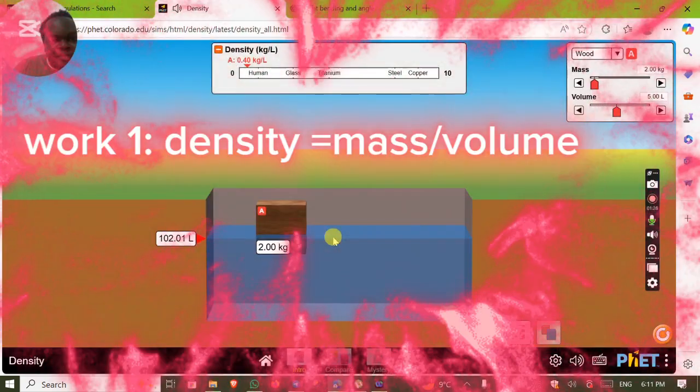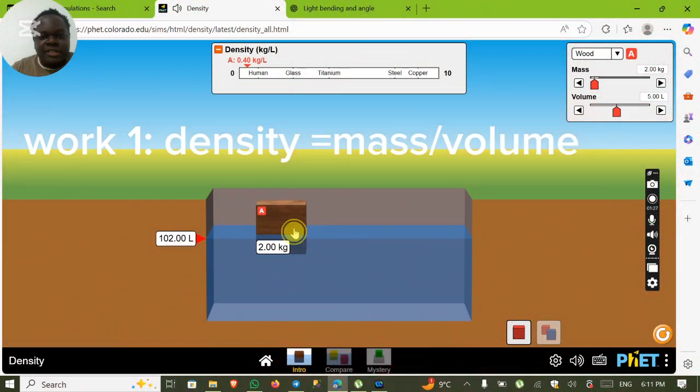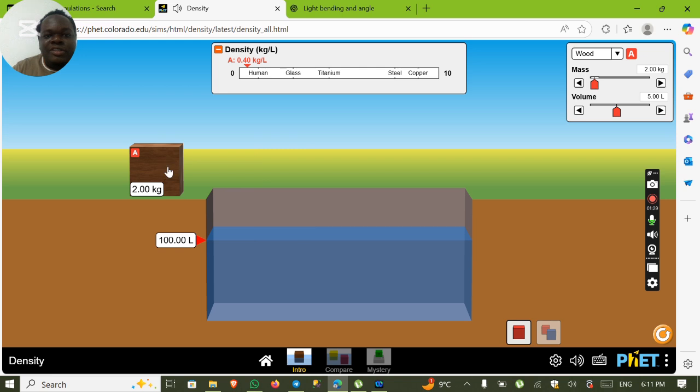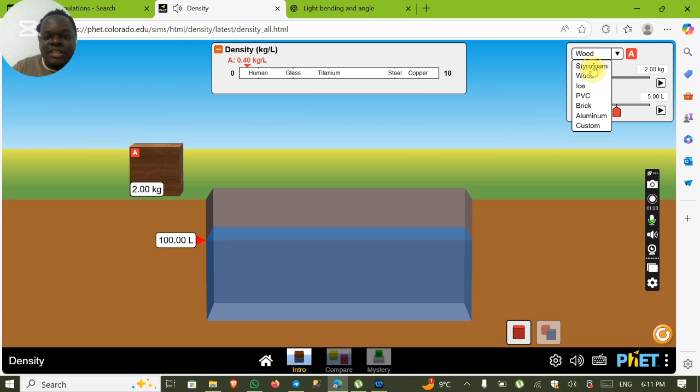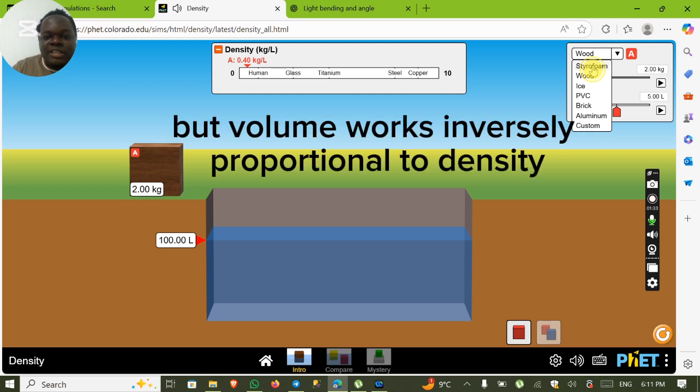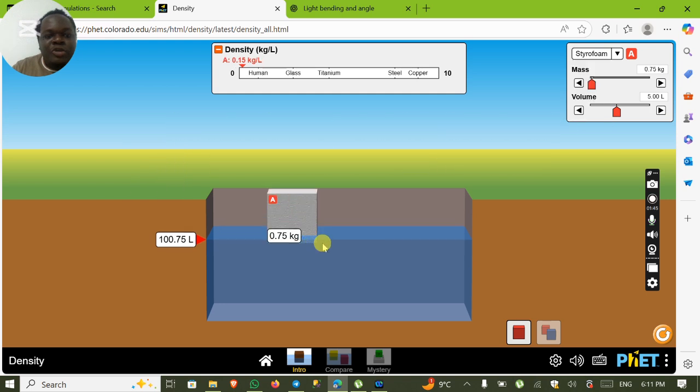The first part is to see the effect of mass and volume on density. Let's assume this is our medium, for example, water. Here we have different materials. Let's start with styrofoam. Styrofoam has less mass but large volume. If we put it into this water, you see it floats, and only a very small part of the styrofoam sinks. It means that the density of styrofoam is less.